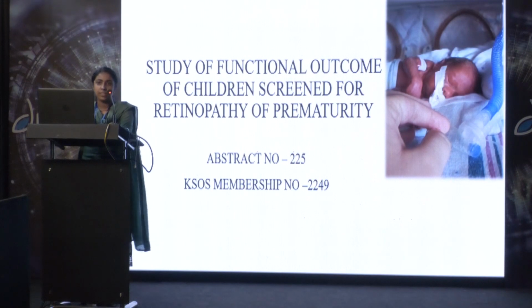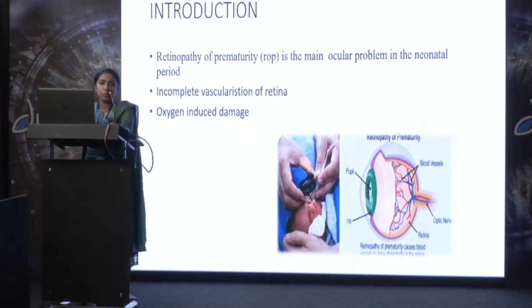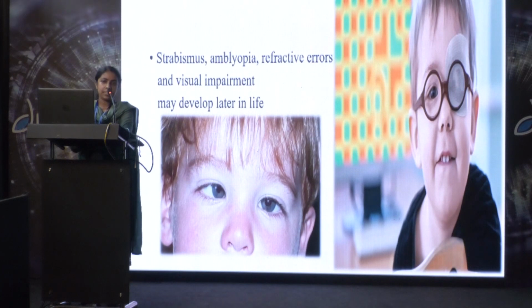Good afternoon all. The topic of my study is a study of functional outcome of children who were screened for retinopathy of prematurity. One blind child is a tragedy, whereas a million blind children, a statistic. Retinopathy of prematurity is the main ocular problem of premature infants during their neonatal period. It is an incomplete vascularization of the retina, which is mainly attributed to oxygen-induced damage, while later in their life, strabismus, amblyopia, refractive errors, and visual impairment come into play.